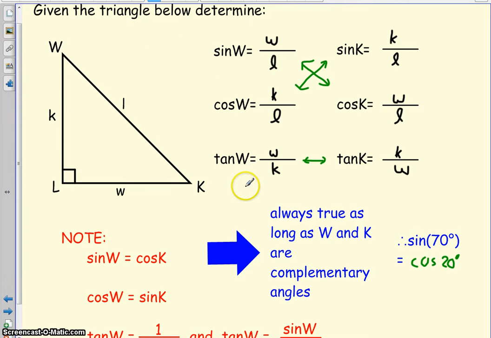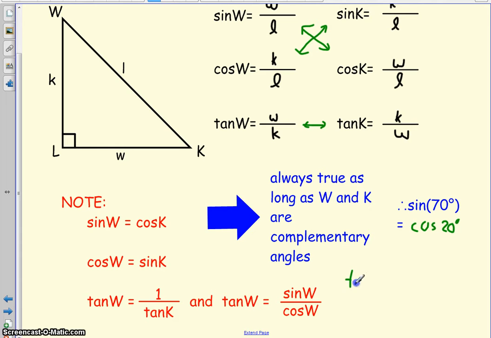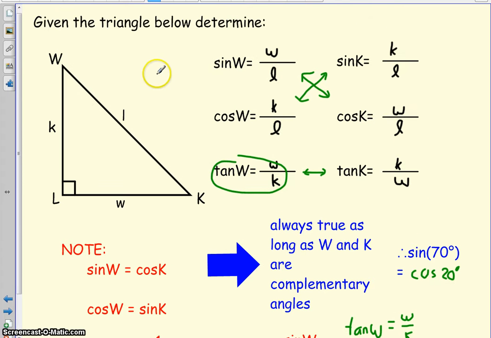Just to prove to you that that's actually the case, if I look at tan W, I know that's equal to W over K. So that's given right here. Now, if I do sine W over cosine W, that's going to give me W over L all over K over L. Again, this is going to be sine W over cosine W.